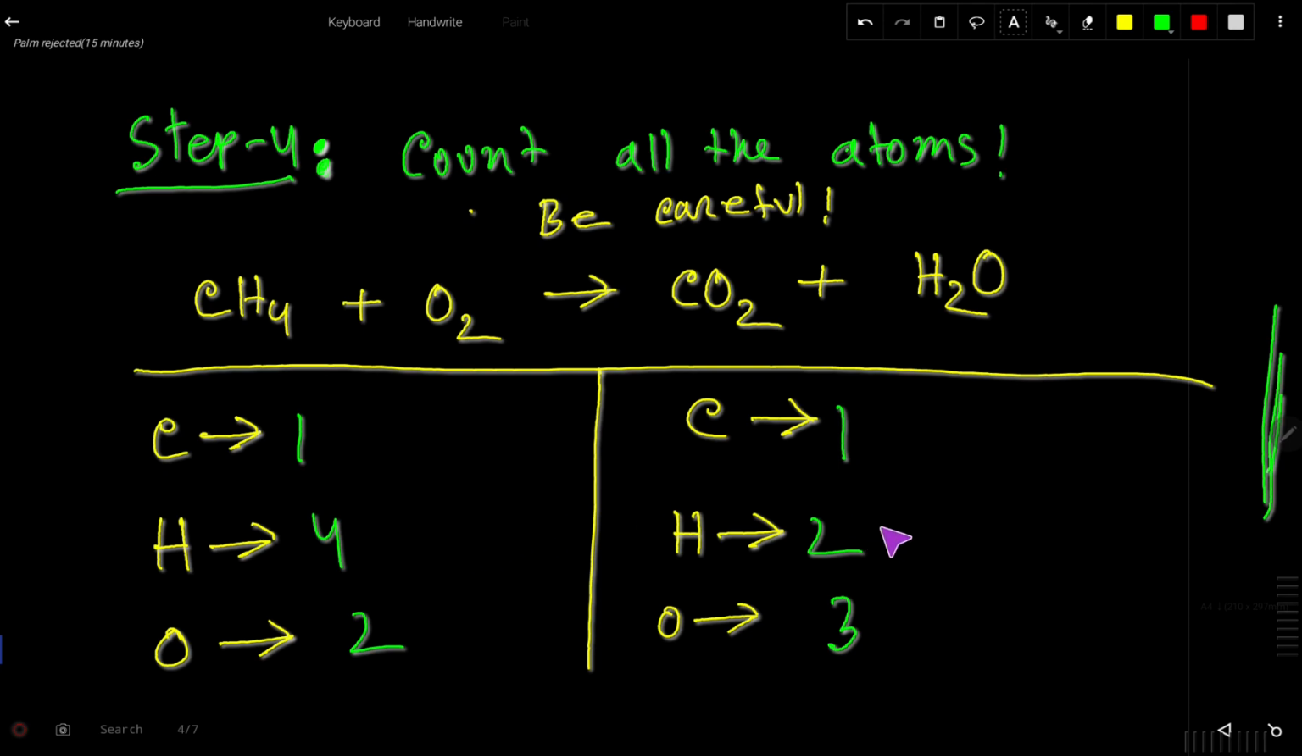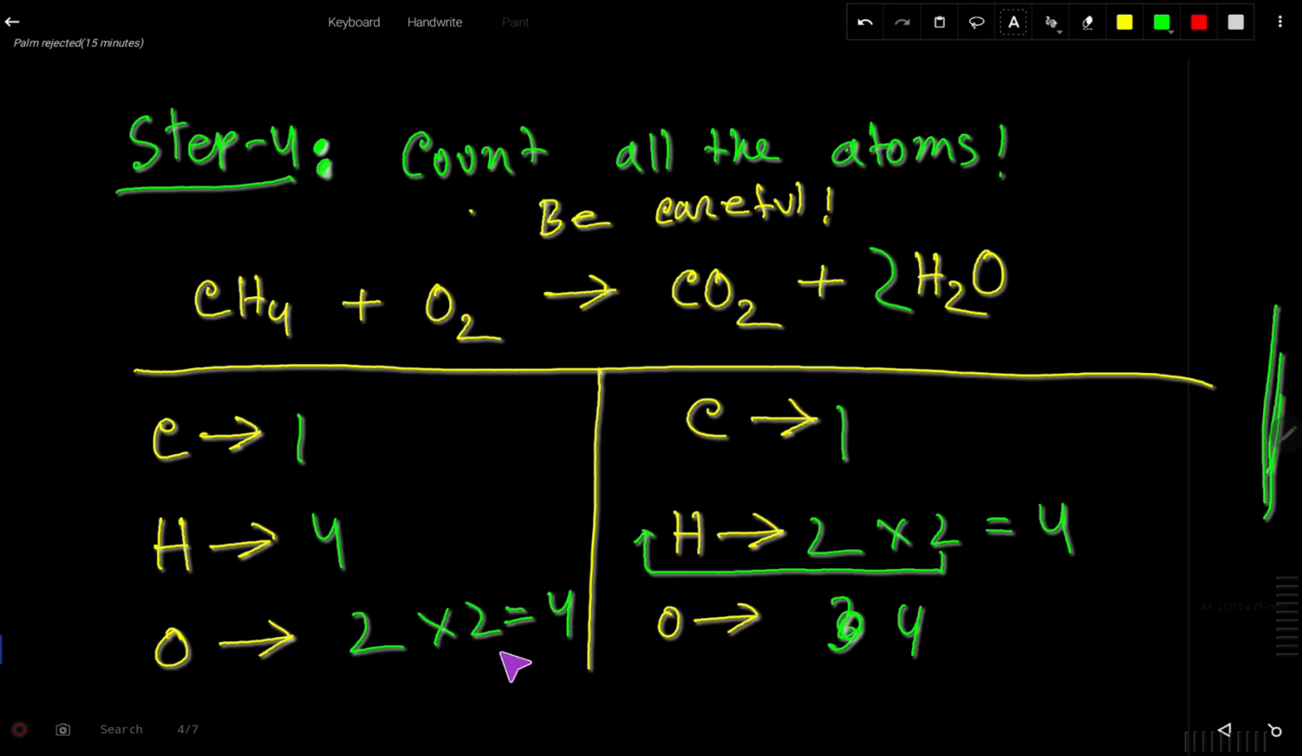What can I do? I can multiply here by 2, that gives me 4. So if you multiply by something, that something comes before that atom, that is 2. If you place 2 here, the number of hydrogen is 4, and the number of oxygen will be 2 and 2, that is 4, right? 2 plus 2, 4. So look, now hydrogen is balanced, carbon is balanced, but oxygen is not balanced. To balance the oxygen, I can multiply here by 2, that gives me 4. These 2 must come before this oxygen, that is 2 times 2, 4. Now everything is balanced.